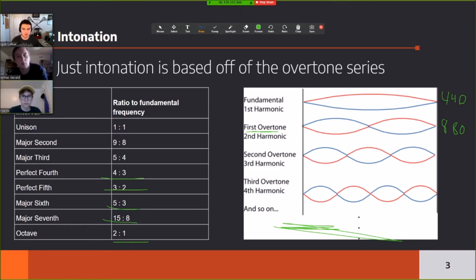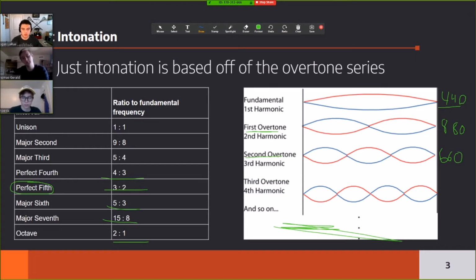And if we want to do a different example, if we want the fifth above A, which is 440 hertz, and E is a perfect fifth above A, so that ratio is 3 to 2, which is also the second overtone in the series. So we can take 440 hertz and multiply by the ratio 3 over 2 and figure out that E has a frequency of 660 hertz.